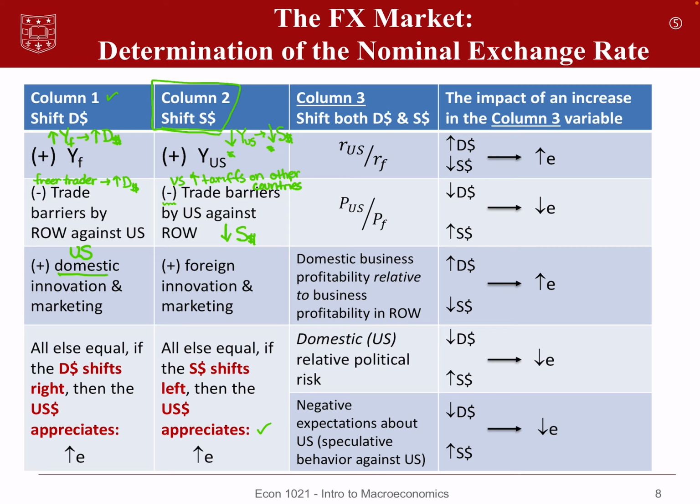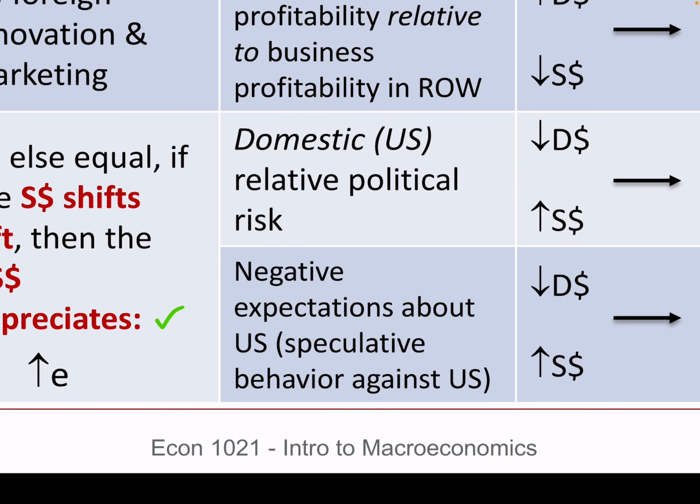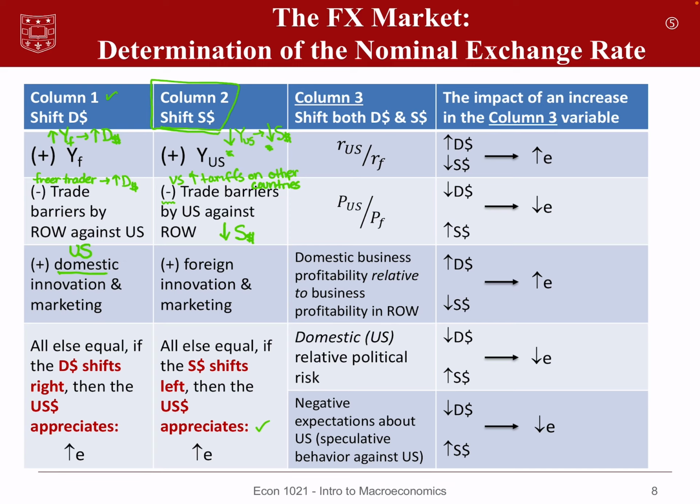Similarly, suppose it was the case that innovation and marketing in the rest of the world was such that we looked at their stuff and said, meh, I don't want that. Then that would also cause the supply of dollars to decline. Or conversely, if there were some spiffy new thing that was innovative or marketed particularly well in the rest of the world, and that caused preferences in the US to shift towards those particular goods, then the supply of dollars would increase.